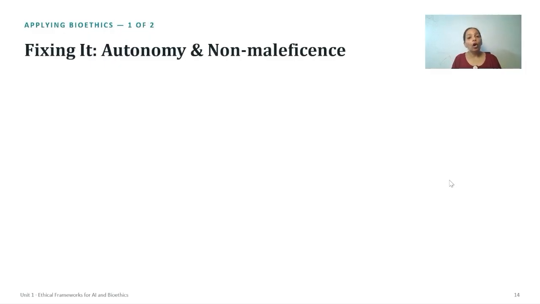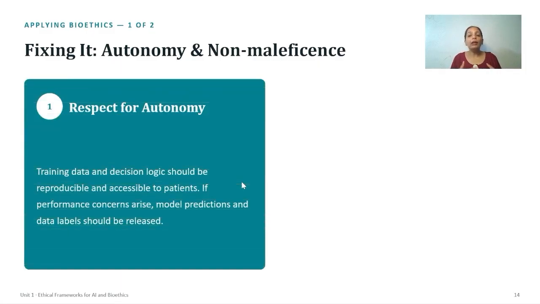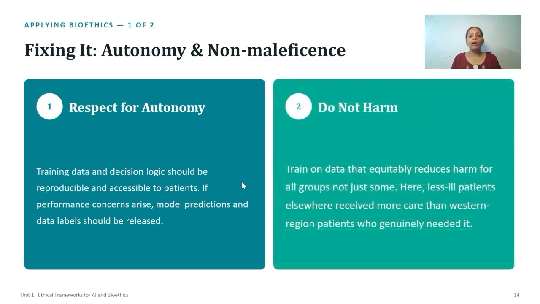Now let's see how the four bioethics principles could have prevented this. Using the four steps: respect for autonomy. The training data and decision logic should have been transparent, reproducible, and accessible to patients, especially if performance issues came up. Second, do not harm. The algorithm should have been trained on data that equitably reduces harm for all groups, not just some. As it stood, it was actively steering care away from patients who needed it most.